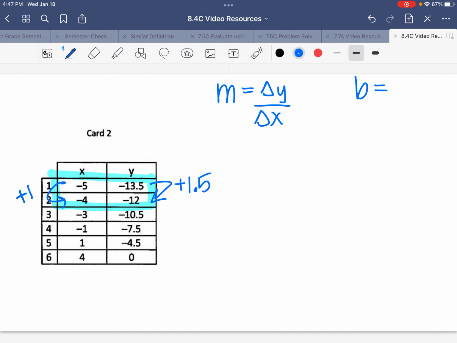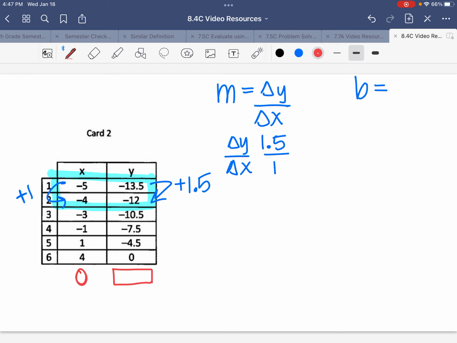So my change in y was a positive 1.5, as my change in x was a positive 1. So as y goes up by 1.5, x goes up by 1. Now my next job is to find my y-intercept, which means I need to find a value for y when x is equal to 0. I see a 0 on the y side, but that does not help me. I need to know what y is when x is equal to 0.